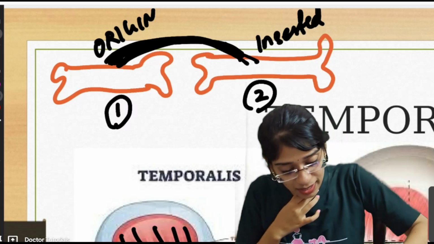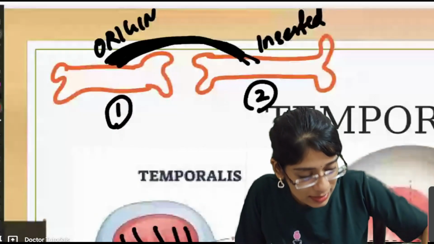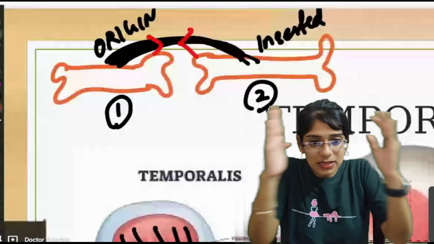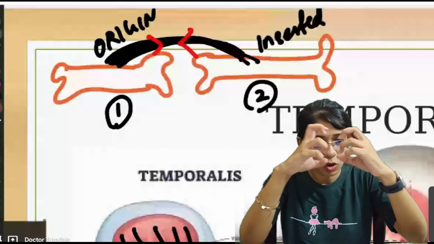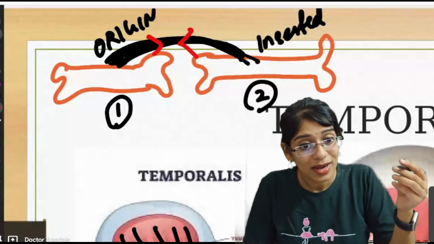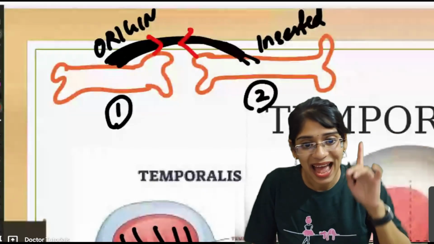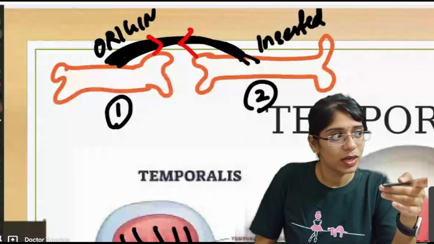Now, when this muscle is contracting, what happens? The length of the muscle becomes less. Suppose this is a muscle; when I say it is contracting, the length becomes less, right? Now, when the muscle is contracting, where does the movement occur? Will bone 1 move or will bone 2 move?